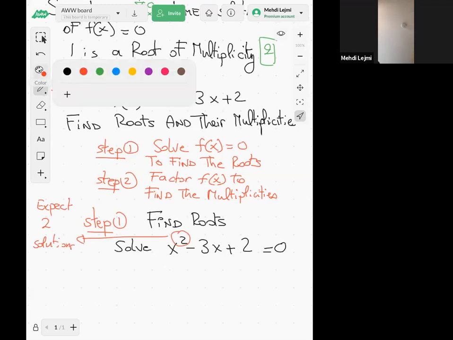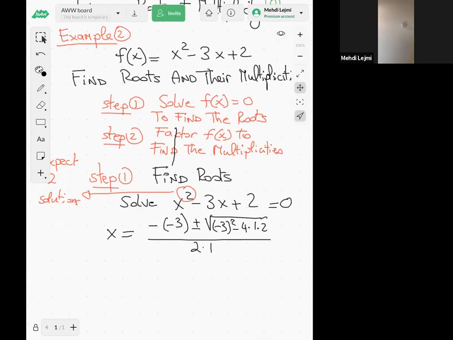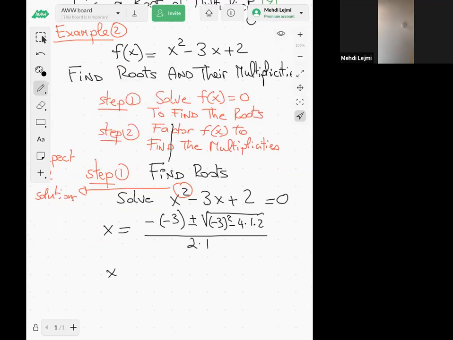All right, so x squared minus 3x plus 2. You know how to use the quadratic formula, of course. So it's x equals minus b, so minus the negative 3, plus or minus the square root of negative 3 squared minus 4 times a times c, over 2a. Oops, sorry. So then x is positive 3 plus or minus... it's 9 minus 8, it's 1. Square root of 1 is 1. So it's plus or minus 1 over 2.